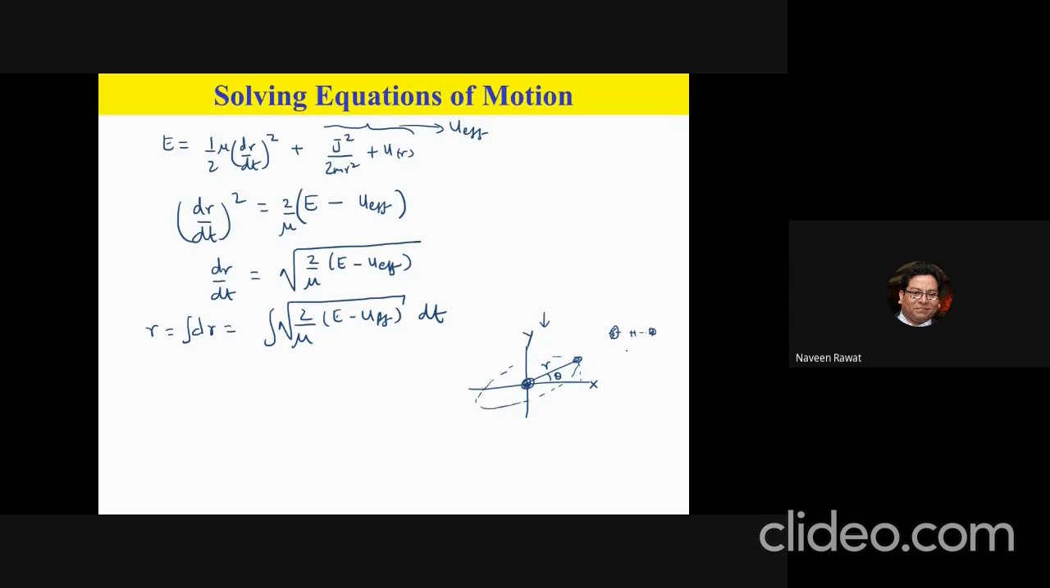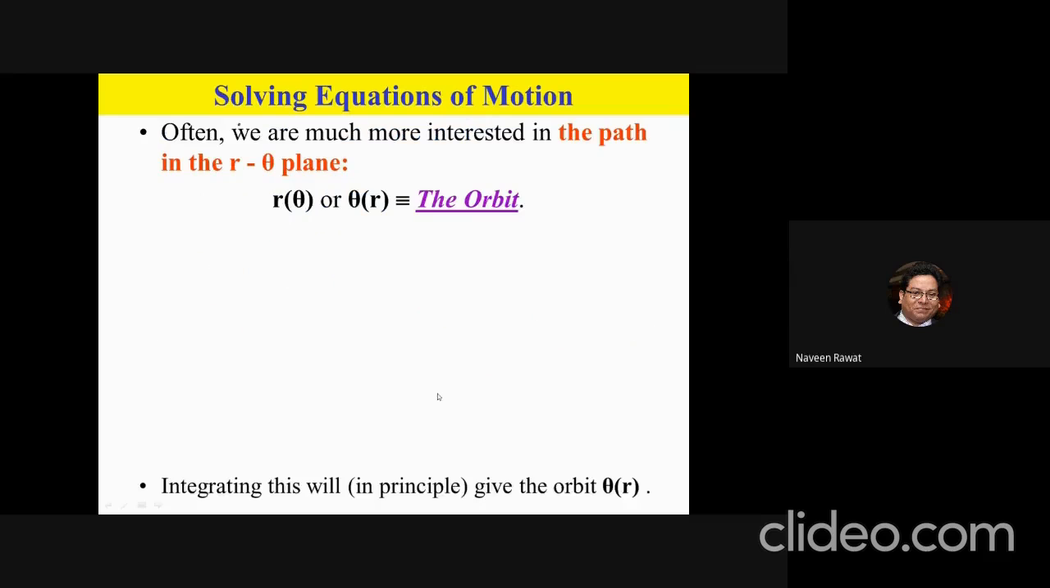Okay, so I have to be very careful that I define r and I define theta, both of them. Only then can I tell you exactly how far one planet is from the sun that it is orbiting. So we try to do that. We want to find an expression for theta as well, and just like we did for r, we can do for theta as well.